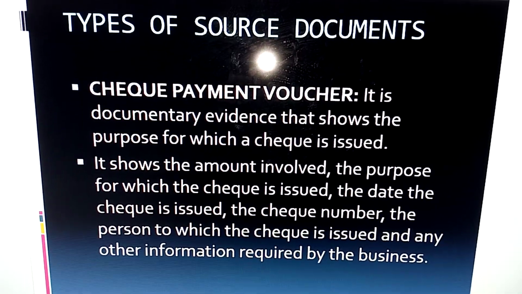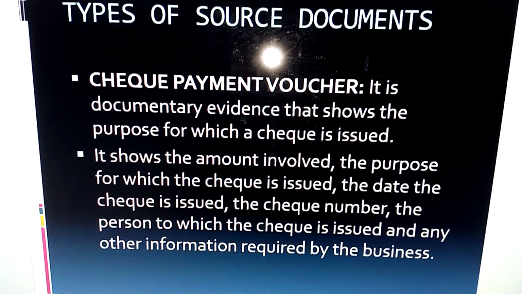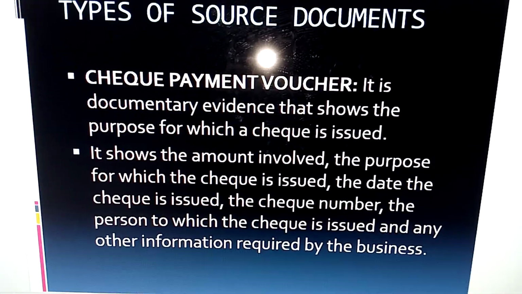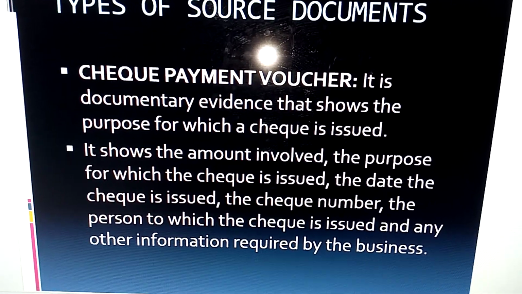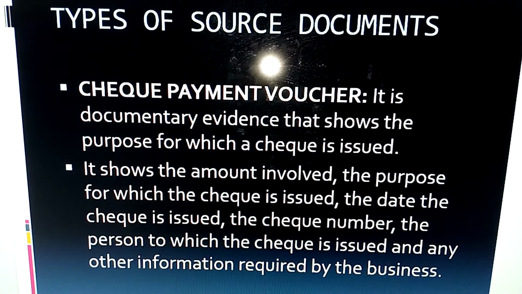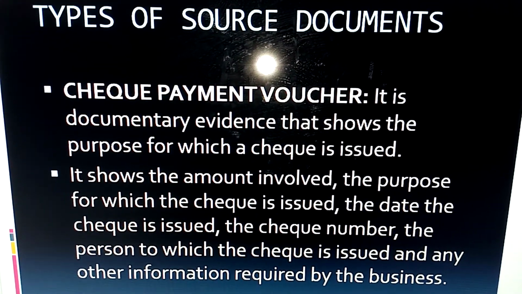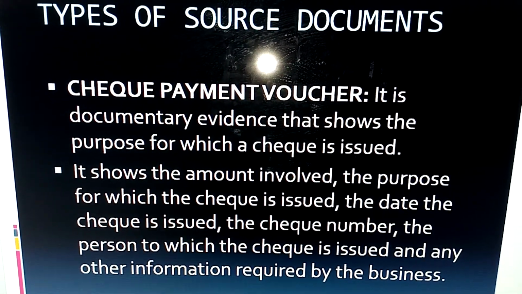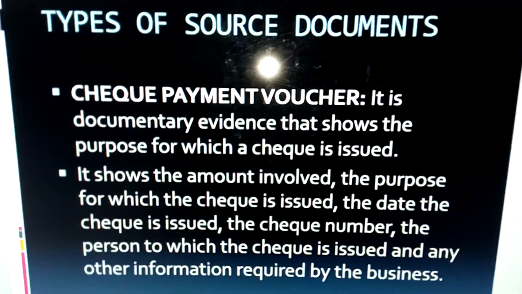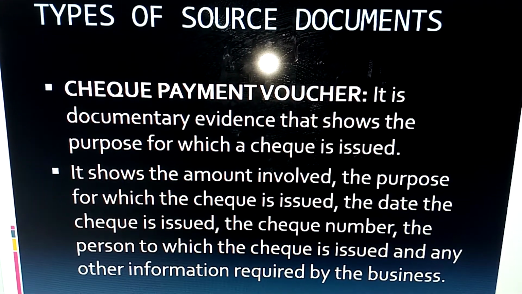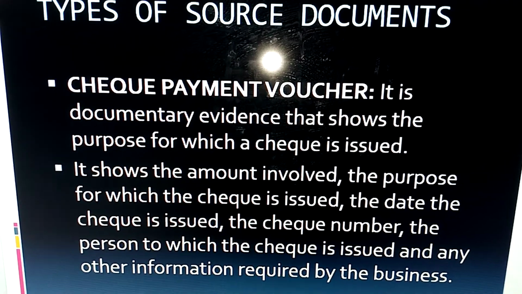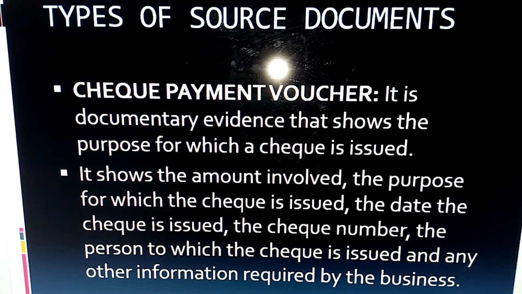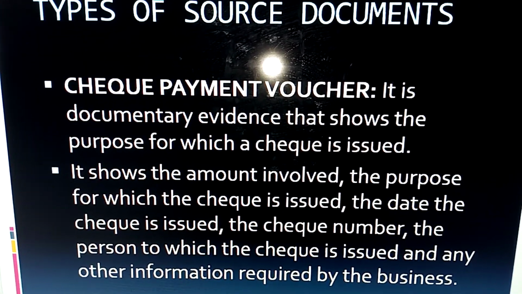Now the next source document is what we call the check payment voucher, abbreviated as CPV. When a business issues out a check, it usually fills a check payment voucher. The check payment voucher shows the purpose for which the check is issued. You can get the amount, the person the check is issued to, the date. You can see the check number, and any other information required by the business. So basically, the check payment voucher is a documentary evidence that shows the purpose for which a check is issued.